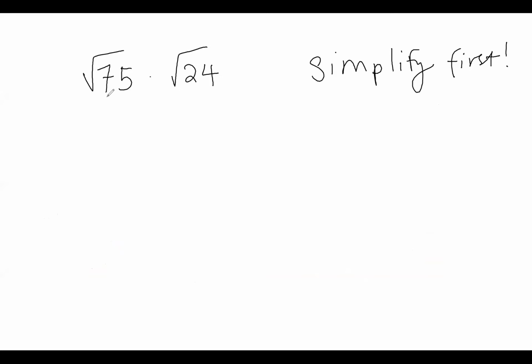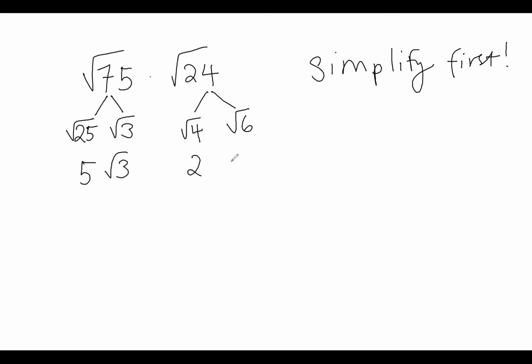Let's start with the square root of 75. This is a multiple of 25, which is a perfect square. So I'm going to break this down into the square root of 25 times the square root of 3. That becomes 5 square root of 3. Okay, what about the 24? Well, let's break that down. Let's see, what's a perfect square that goes into 24? How about 4? 24 is 4 times 6, so I'm writing the square root of 4 times the square root of 6. The square root of 4 is 2, and then I have the square root of 6.